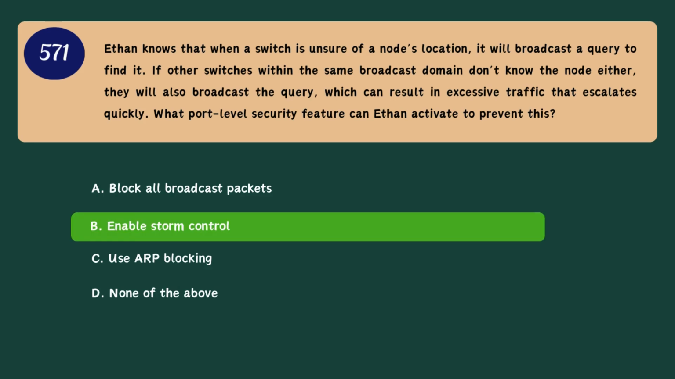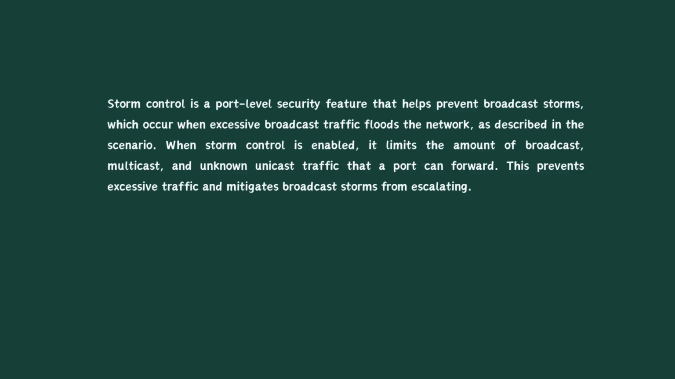Correct answer. B. Enable storm control. Storm control is a port-level security feature that helps prevent broadcast storms, which occur when excessive broadcast traffic floods the network, as described in the scenario. When storm control is enabled, it limits the amount of broadcast, multicast, and unknown unicast traffic that a port can forward. This prevents excessive traffic and mitigates broadcast storms from escalating.